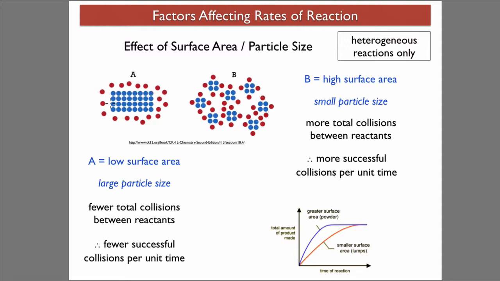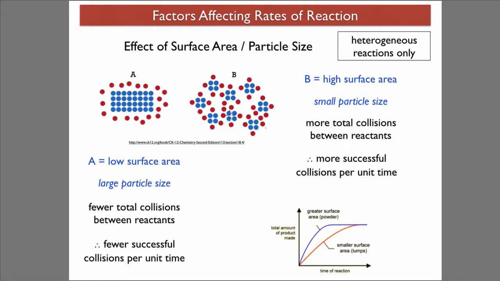So here we've got a low surface area when it's a large particle size, all these little atoms are making up one particle. Then you're going to get fewer total collisions between the reactants, because the red reactant, the red particle, will not hit the blue, let's say, molecules or atoms of this big clump as often. There'll be fewer successful collisions per unit time.